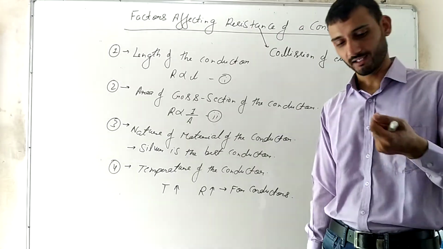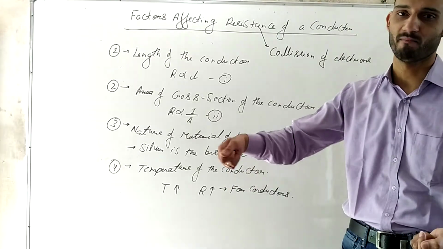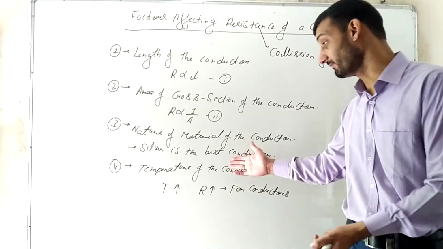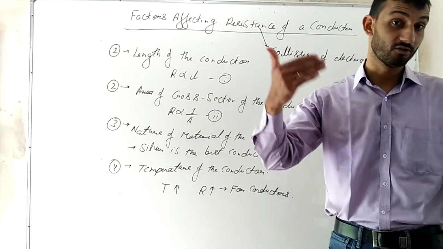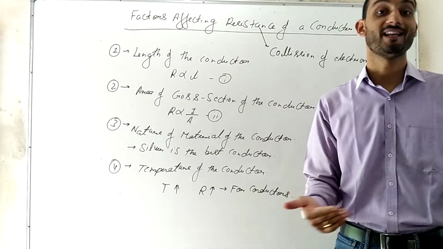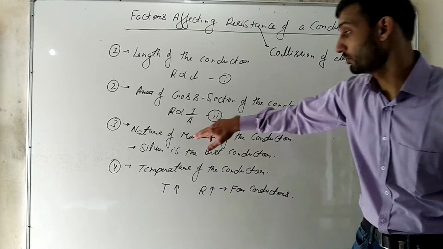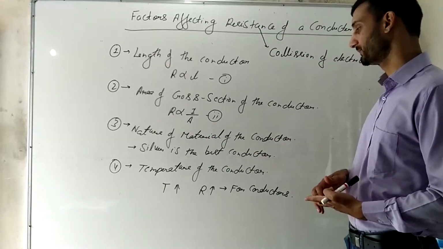So if you have a conductor made of silver and a conductor made of aluminium or copper, you know that aluminium and copper can't stand in front of silver, because silver's resistance will be less as compared to copper and aluminium, and that is why we call it the best conductor. So that is the nature of material, meaning what material the conductor is made of.